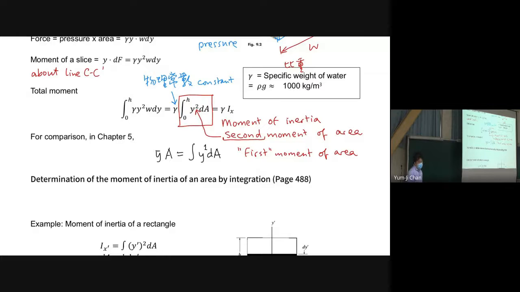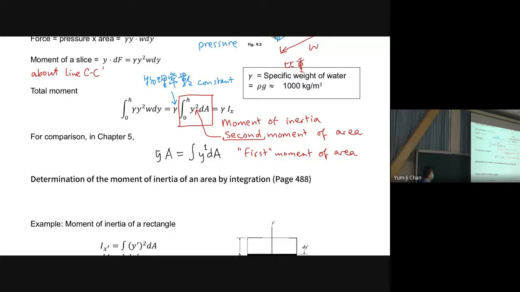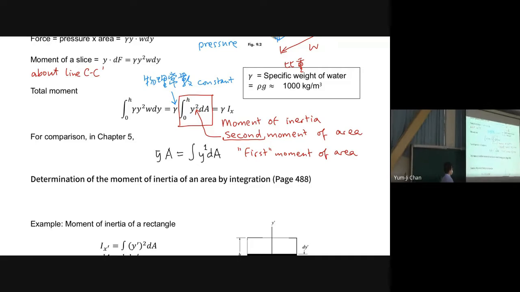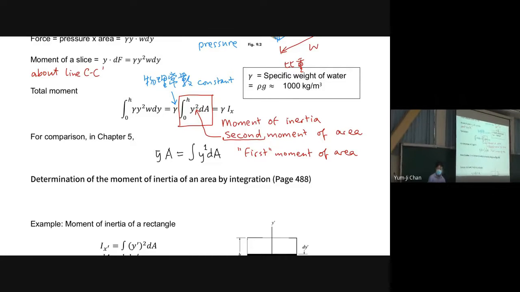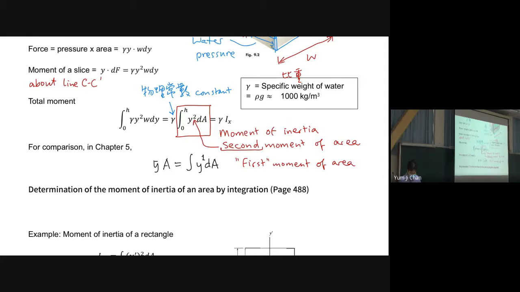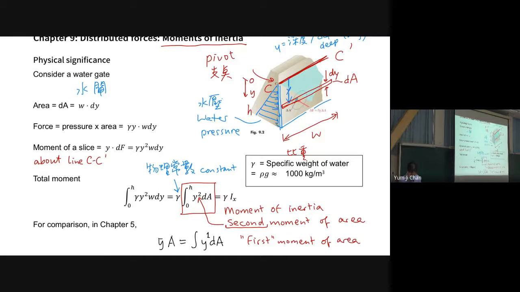Now, we have one point to notice here. We have our x-axis and y-axis here. The x-axis runs along C and C prime, and the y-axis goes vertically. Therefore, this is the moment, the total moment.